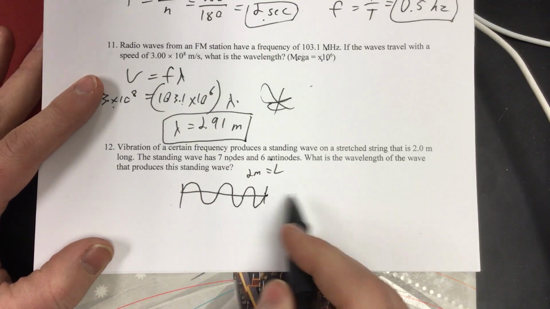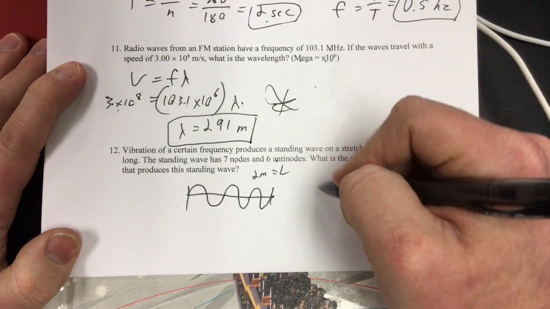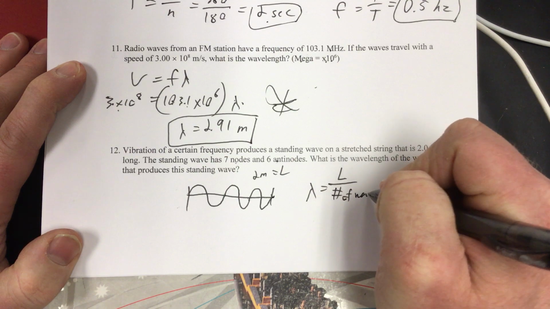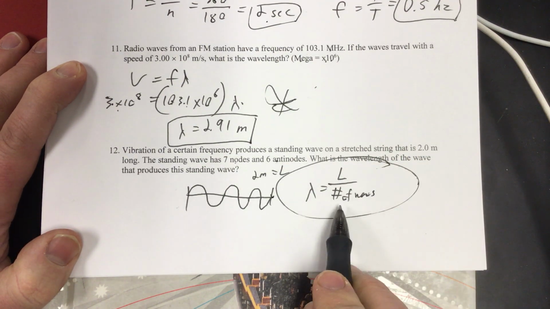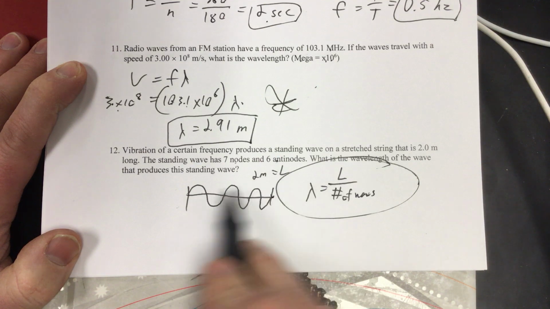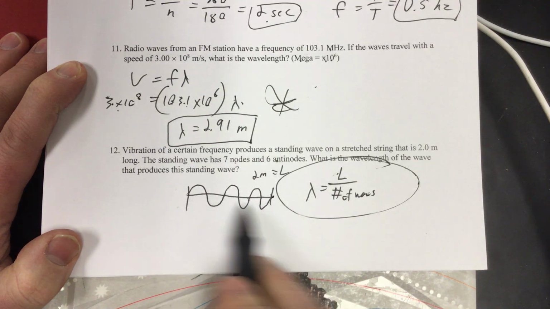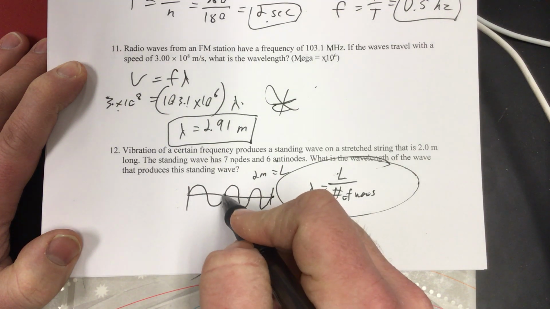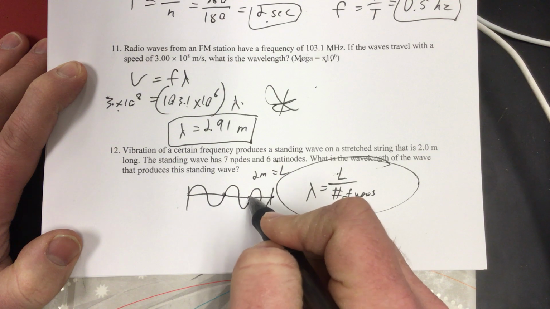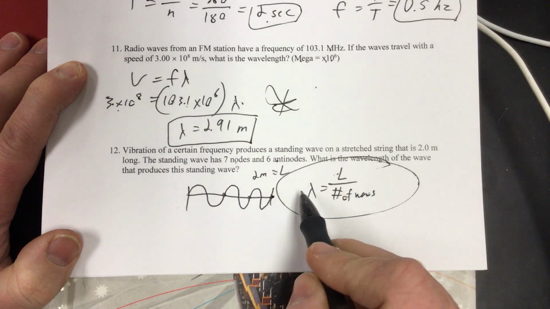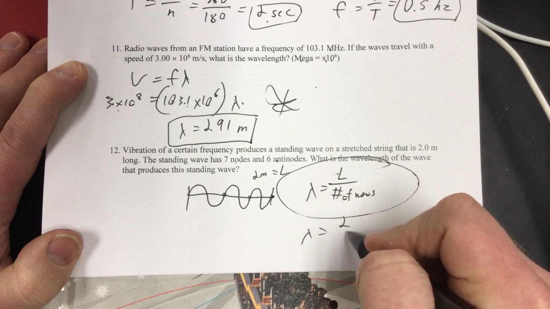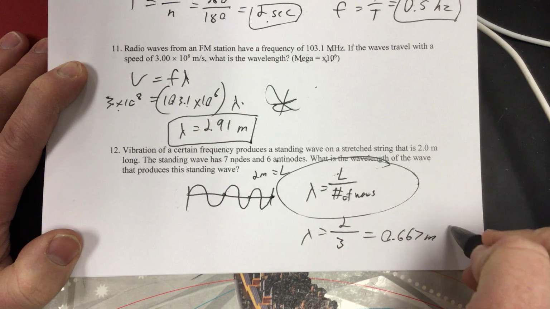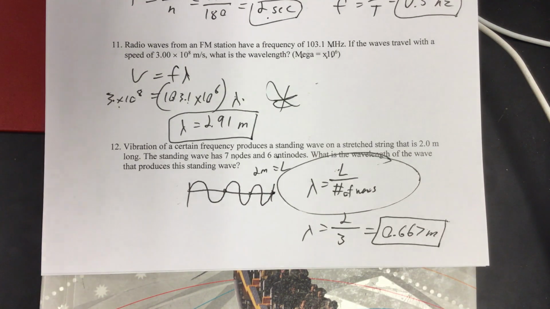Now, what is the wavelength of this wave that produces this standing wave? Well, remember from the lab, wavelength is equal to the length over the number of waves. We used this in the lab. Make sure you can do it on the test. All right, so 2 meters long, that's my length. Well, I've got 1 wave, 2 waves, 3 waves. I've got exactly 3 waves. So my wavelength will be 2 meters divided by 3, or 0.667 meters. And there's my wavelength.